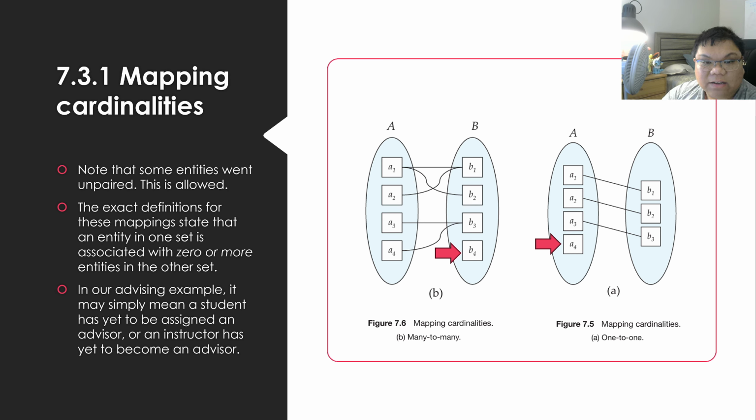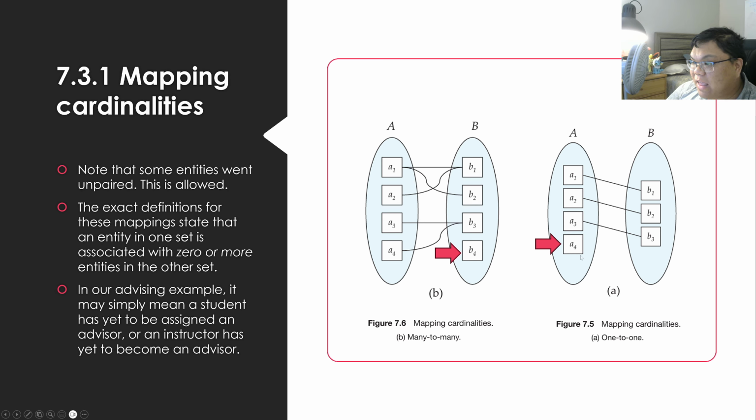You notice how there are a few unpaired entities in our sets? Well, that's because the exact definition for these mapping cardinalities state that an entity in one set is associated with 0 or more entities in the other set. In the case of this, where B is supposed to be students, that means a student has yet to be assigned an advisor. In the case of this, where A is instructors, that means an instructor might not be tenured enough to become an advisor for a student.